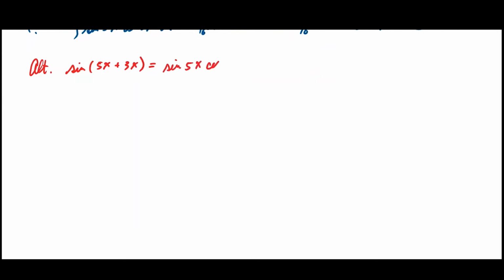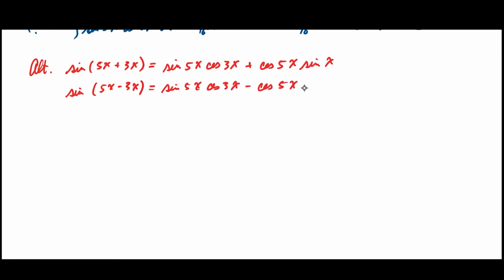Sine, cosine, plus cosine, and sine. You get it? Okay, and we write sine 5x minus 3x right underneath it. And it's pretty much the same pattern, except minus sign here. You remember forgetting this? 3x.